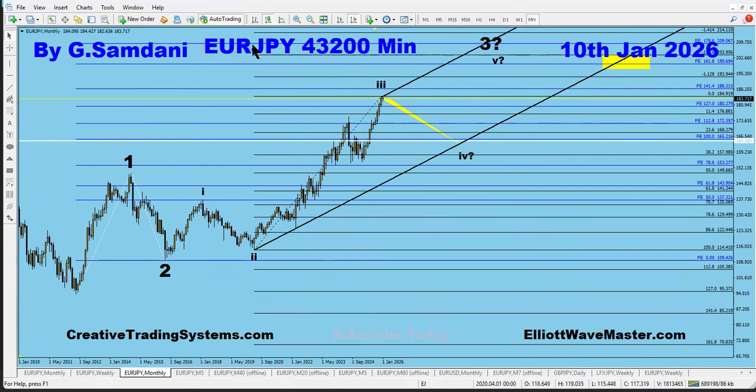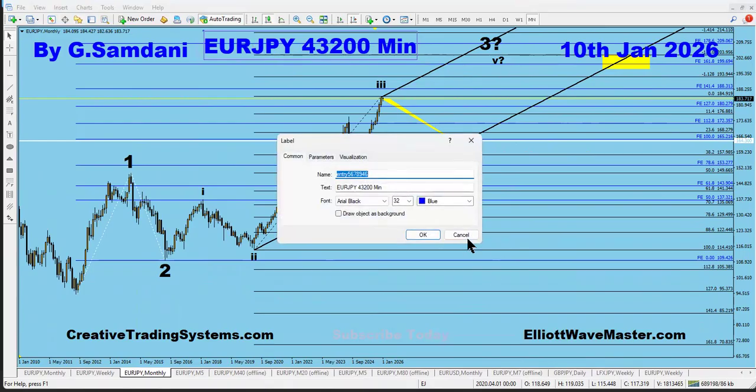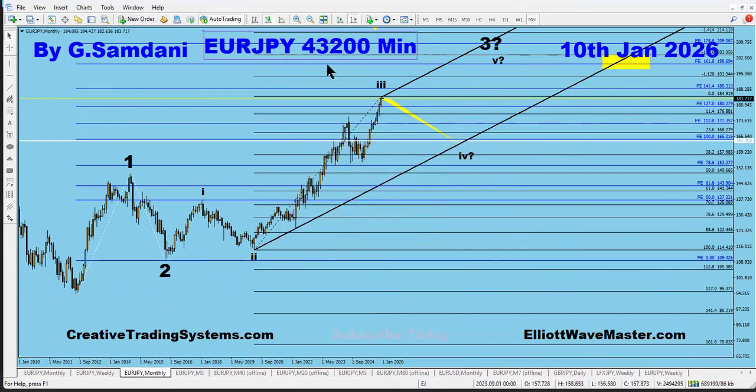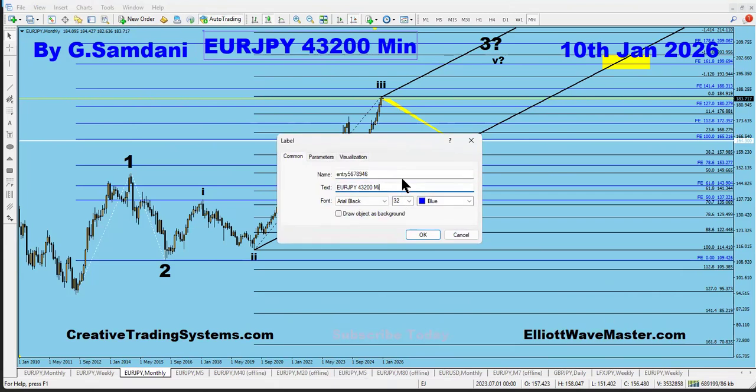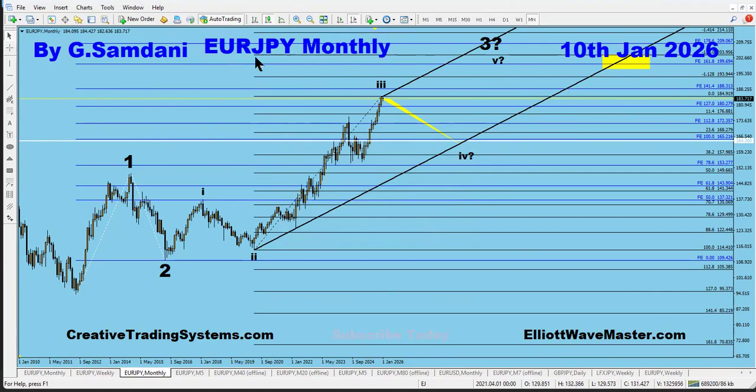All right, so this is a monthly chart. Let me just change this. Monthly, right? Okay, so this is a monthly chart of euro yen. Now, wave 1, 2, and then 1, 2, 3. I said we're going to drop for wave 4, and then we go for wave 5.